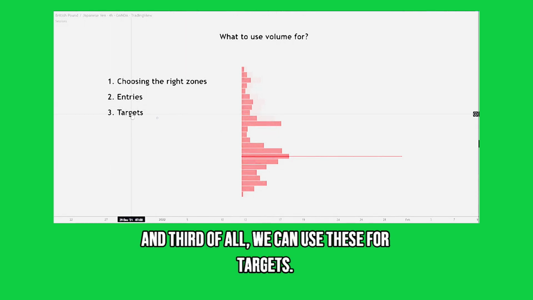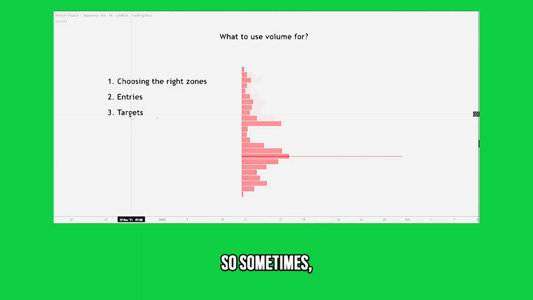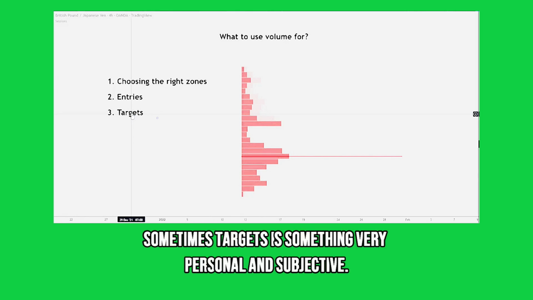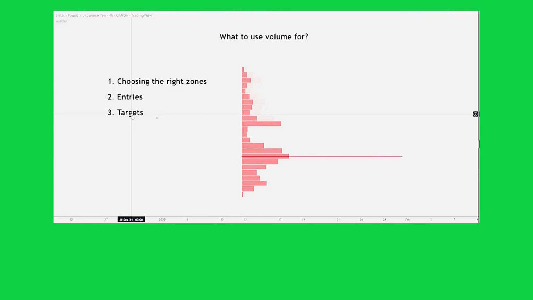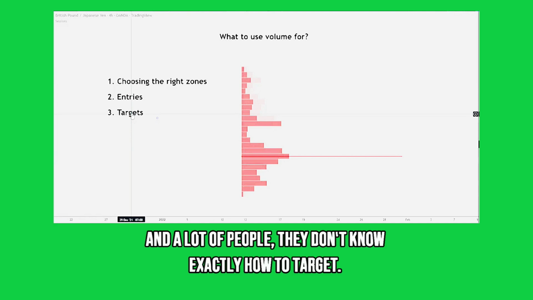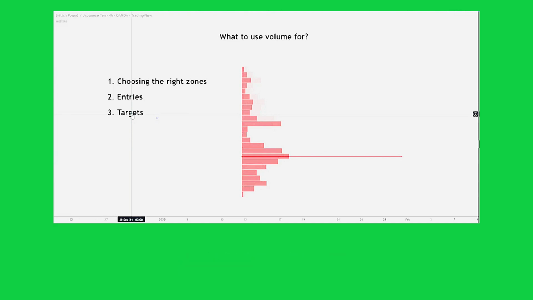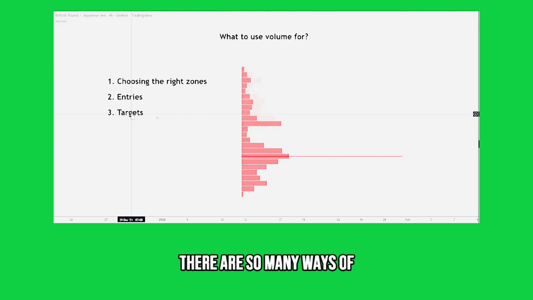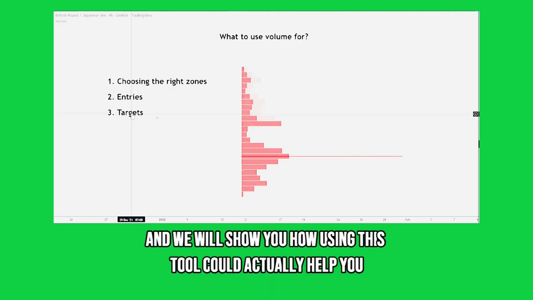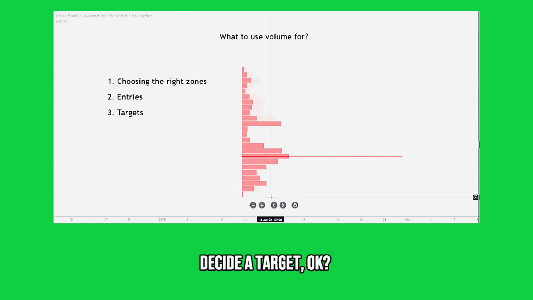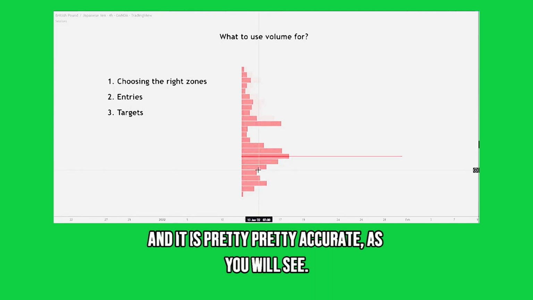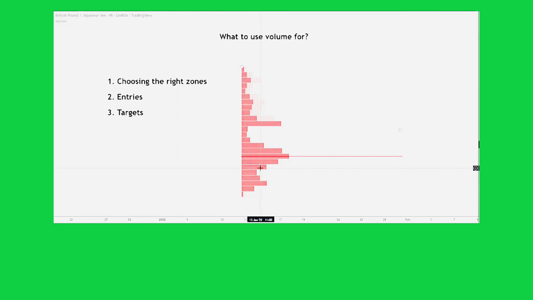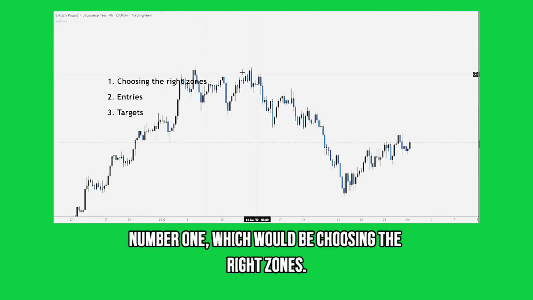And third of all, we can use these for targets. Targets is something very personal and subjective, and a lot of people don't know exactly how to target. Some people would target the next supply or demand zone, the next high or low, the next whatever. There are so many ways of choosing a target. We will show you how using this tool can actually help you decide a target. It's very effective, very simple to use, and it is pretty accurate, as you will see. So let me just remove all of this.